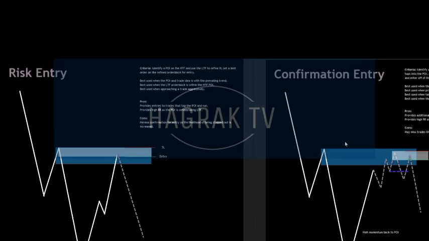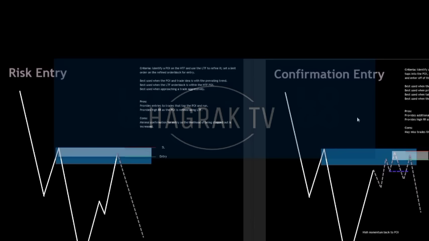Now if we look at the confirmation entry, the confirmation entry provides a little bit more confirmation and is a little bit more conservative compared to the risk entry. The criteria for a confirmation entry is that you're identifying a point of interest using the higher time frame. You can refine using the lower time frame if desired. When price taps into that point of interest, you drop down to a lower time frame and wait for a break of structure in favor of that point of interest and enter off a newly created order block.